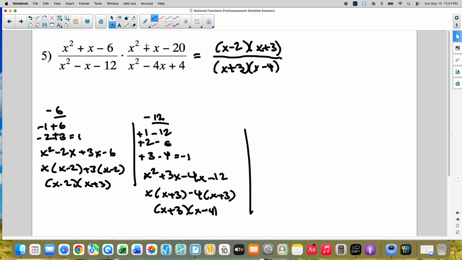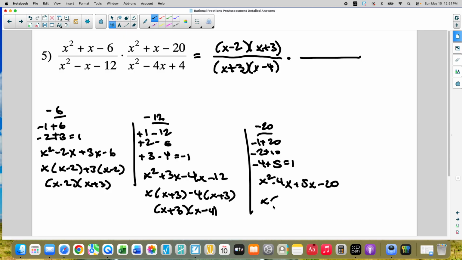All right, we're going to go top right. So top right is factors of -20, 1 and 20, 2 and 10, 4 and 5. Signs are different. Bigger is positive. This is my 1. So we have x squared minus 4x plus 5x minus 20. Factor out an x minus 4. Factor out a 5, x minus 4. X minus 4, x plus 5.